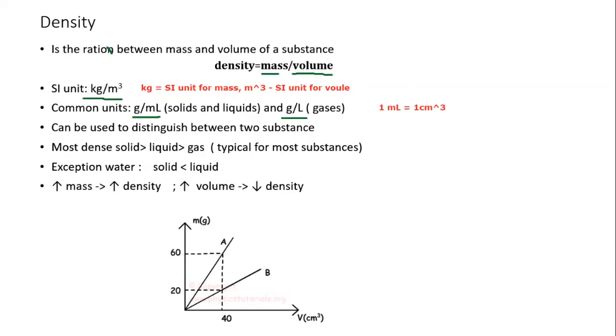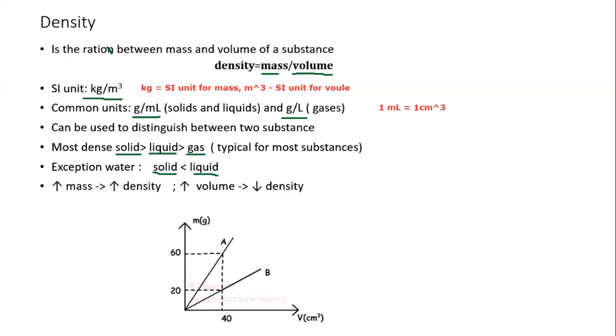Now, density is a unique property because we can use it to distinguish between two or more substances, because every substance has its own unique density associated with it. And for most substances, the solid is the most dense, followed by the liquid form, followed by the gas form. However, we should know of one common exception, which is water. And for water, the solid is less dense than the liquid.